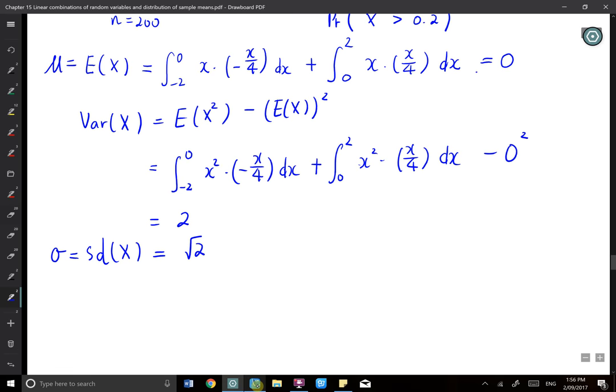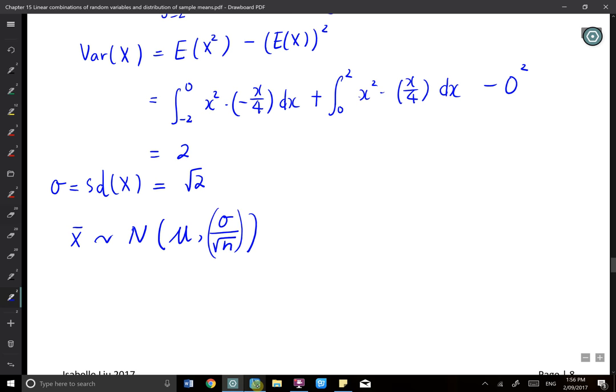Okay, my x bar must be normally distributed with mu comma that. That's the formula, okay? The variance of that is sigma squared over n. Then the standard deviation of that must be this. So let's put the numbers in. Mu is 0. Standard deviation is root 2. And root 2 over, what's the sample size? Root 2 over root 200.